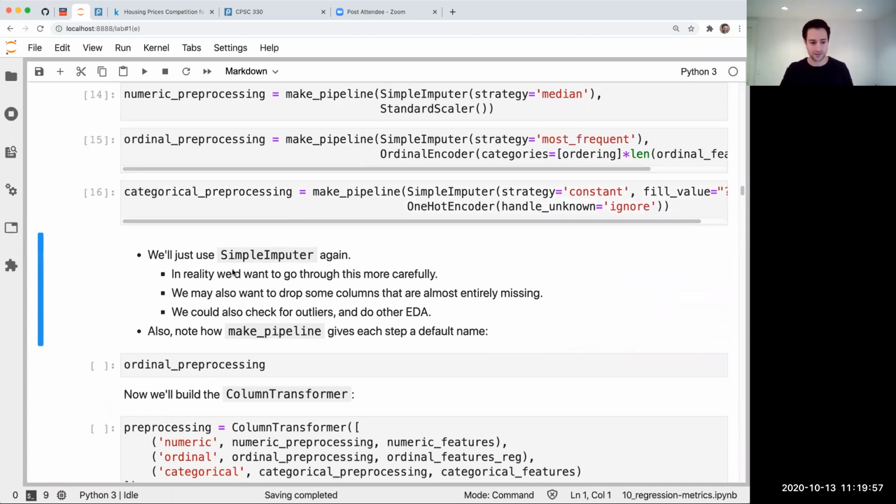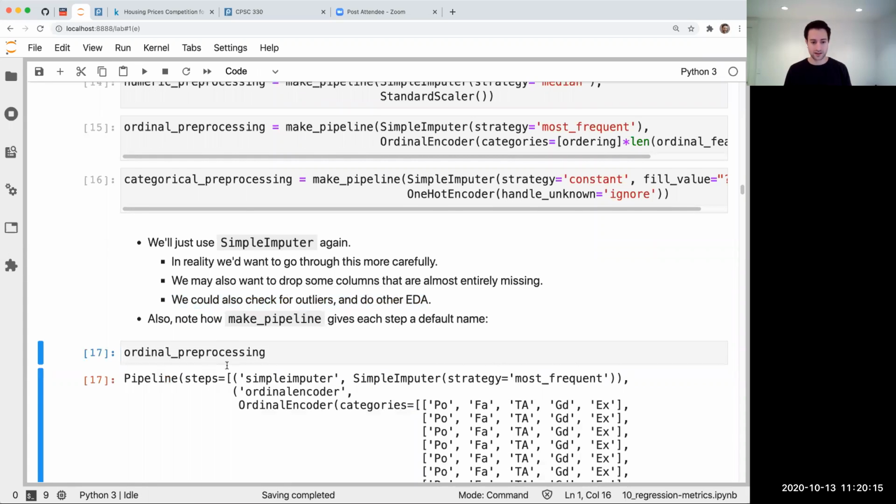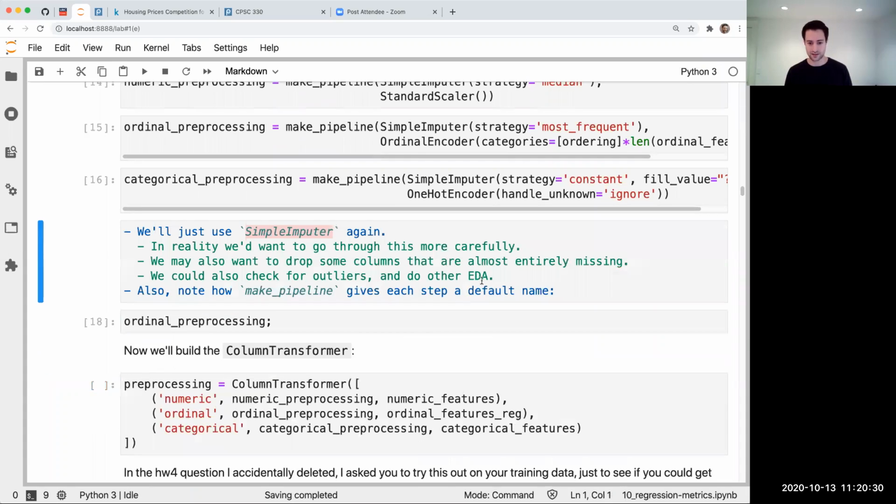Yeah, so we'll just use SimpleImputer again. I haven't really thought it through too carefully. I may have wanted to get rid of some columns if it was almost all missing and just not useful. We could check for outliers. We'll talk about that later in the course. And just also note that make pipeline is just giving a name. So the simple imputer step is called simpleimputer in lowercase, the ordinal encoder step, and so on. Sometimes you need to know the names of the steps in the pipeline for something like RandomizedSearchCV, so I'm just pointing out the names. EDA is exploratory data analysis.